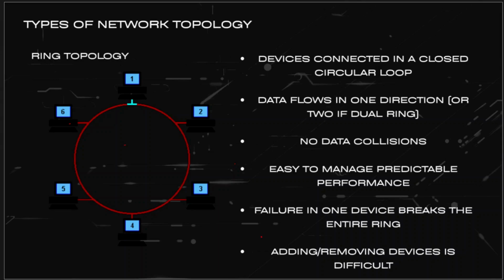The pro of this one is no collision, because only the computer with the token can speak. There is no shouting over each other. Performance: it handles high traffic better than the bus. The weakness is the biggest flaw. It is a chain. If one person in the relay race trips and fails, the baton never reaches the finish line. One break in a cable equals total network shutdown. Also, if you want to add a new computer, you have to literally cut the ring and stop the network to plug it in. Okay.